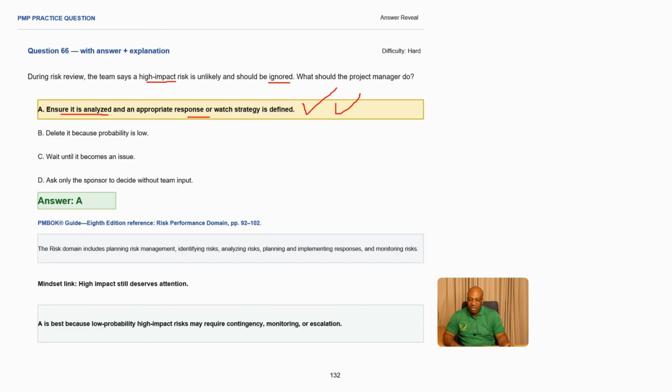So what is our reference? Risk performance domain, where you have to identify the risk. You also need to come up with risk responses. And what is the best mindset to respond to this? So the best mindset is high impact still deserves attention. Remember, this one has got high impact. So there's no way this can be ignored. It has got high impact, so it requires attention. Making A the best answer because low probability, high impact risks require contingency, monitoring, and also escalation, making A the best answer.